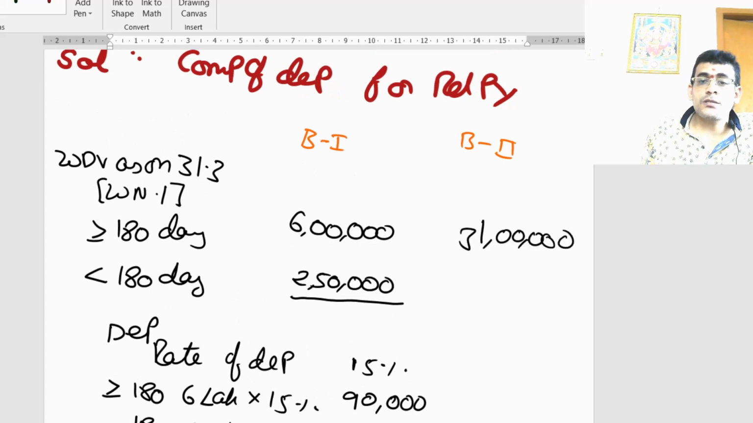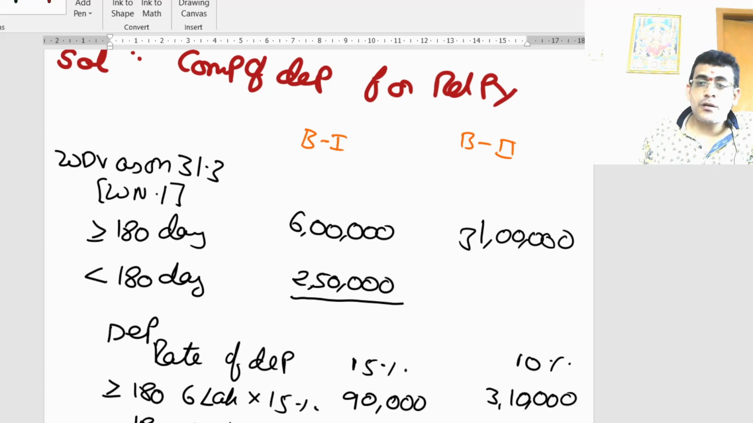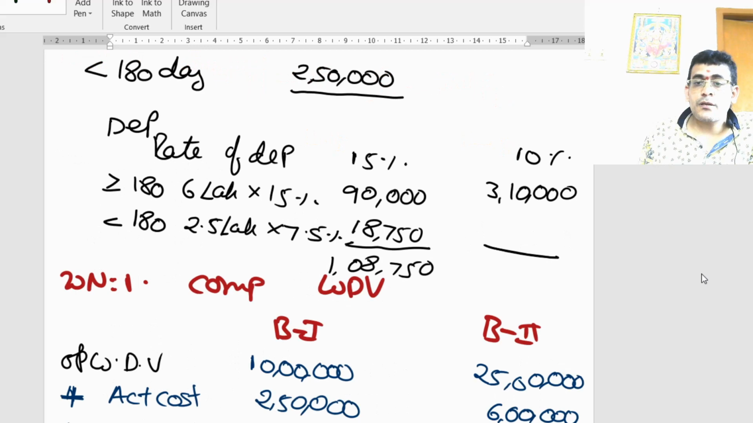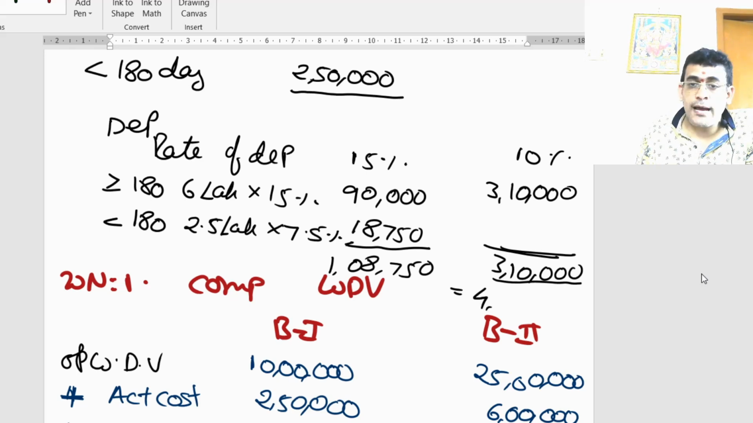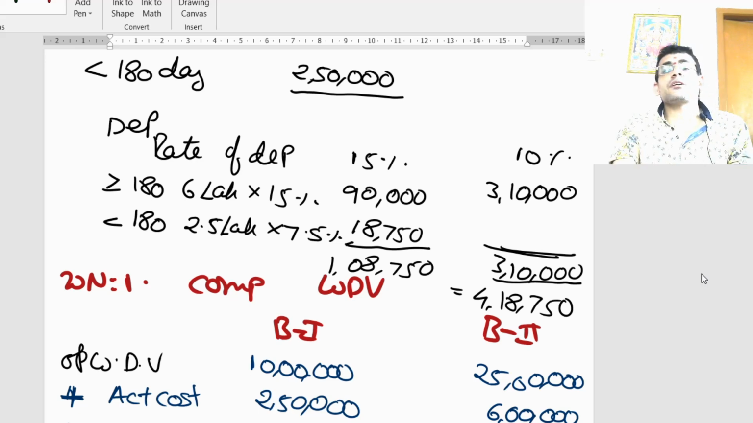entire 31 lakhs is assumed to be used for greater than 180 days. As you are using that for a period of greater than 180 days and it being a building, let us consider the rate of depreciation to be 10%. 31 lakhs into 10%, the rate of depreciation, is 3,10,000, which is the amount of depreciation. Now what is the overall depreciation which you are entitled to? 3,10,000 plus 1,08,750. That is going to give you 4,18,750. That's the total depreciation which you can consider.